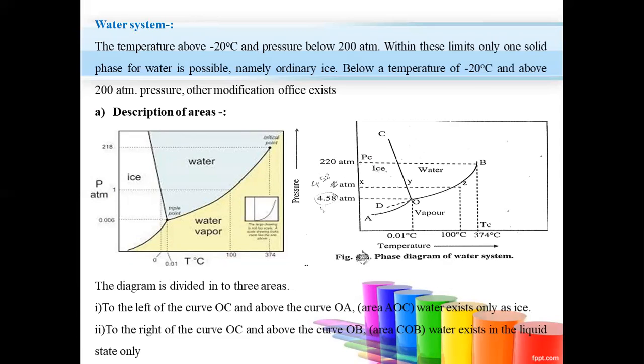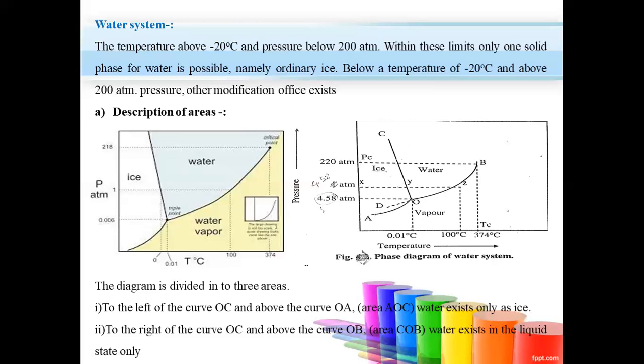Now the description of the diagram. The diagram indicates that there are three phases, that is ice, water and water vapor. The curve OC indicates the ice curve, curve OB indicates the water curve, and curve AO indicates the vapor curve. So the diagram is divided into three areas.